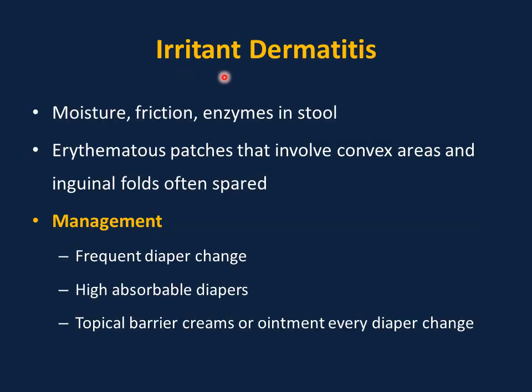Irritant dermatitis or diaper rash is because of contact with the moisture, for example the urine, friction with the diaper, especially when the parents change the brand of diaper, or contact with the enzymes in the stool. The stool is very alkaline, and even a few minutes can cause severe skin irritation and diaper rash. The description of the rash is erythematous patches that involve the convex area, where there is contact with the diaper or the moisture or the stool.